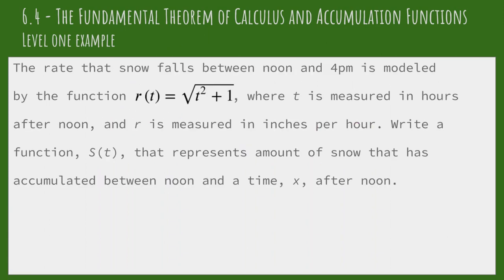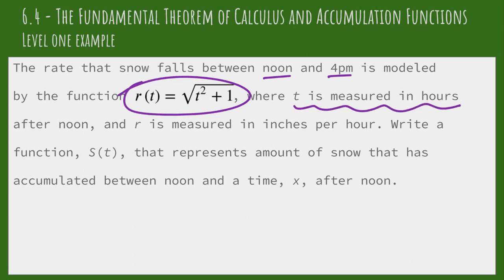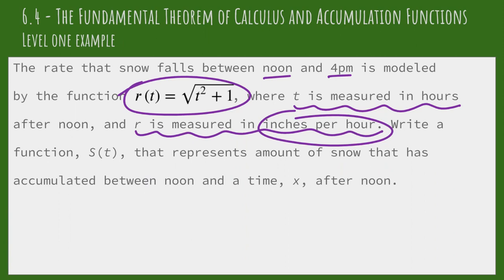In the second example, we have more of an application problem. We have a function that represents how fast snow is falling. We're going to make some assumptions here. In particular, the snow is falling and not melting right away or something like that. So this function represents how fast snow is falling between noon and 4 p.m. T is measured in hours, so that's hours after noon, and R is measured in inches per hour. Notice that R is a rate: those units, inches per hour, indicate that it's going to be a rate.